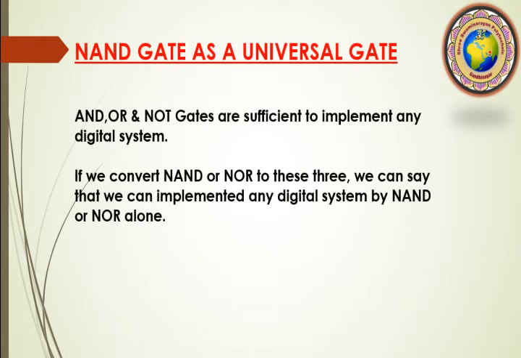So AND, OR and NOT. These three gates are called the basic gates. As we know, these three gates are known as basic gates. These basic gates are sufficient to implement any digital system. So if you know very well about the AND, OR and NOT, then using these three we can convert to any logic gate.